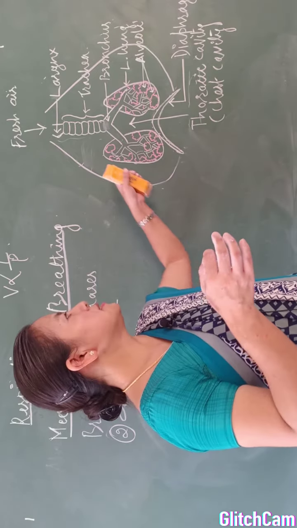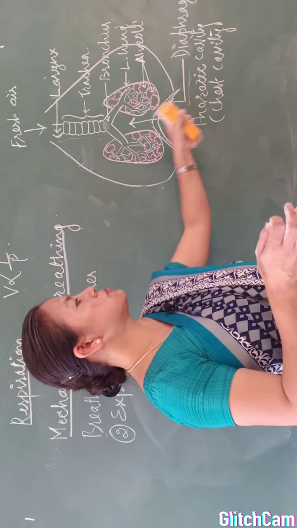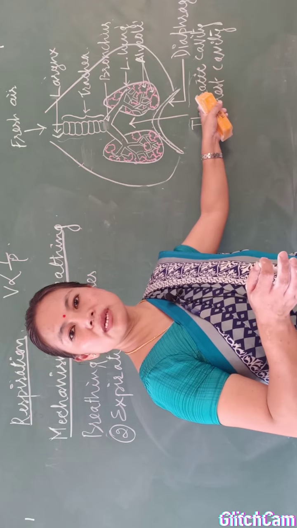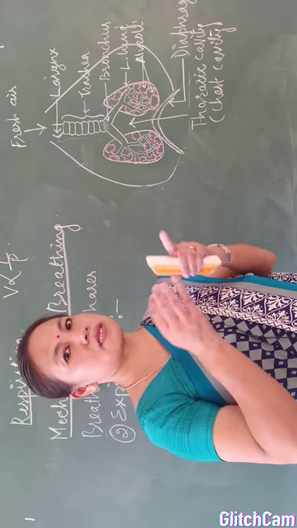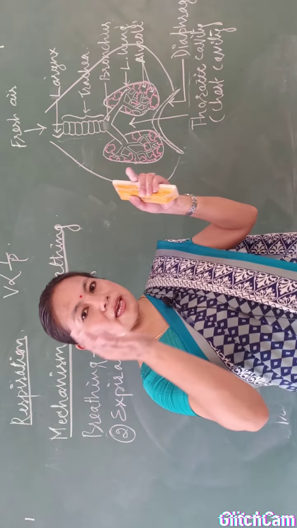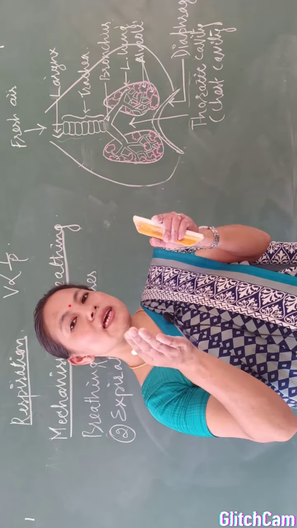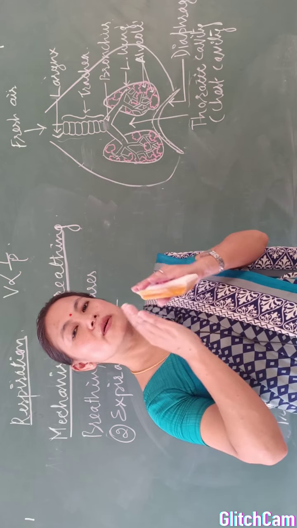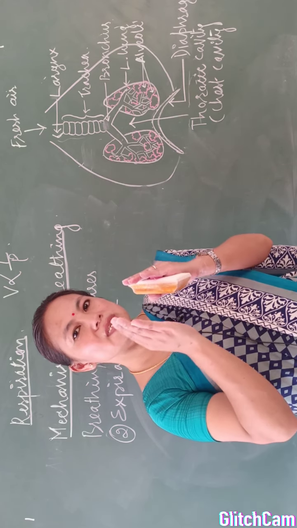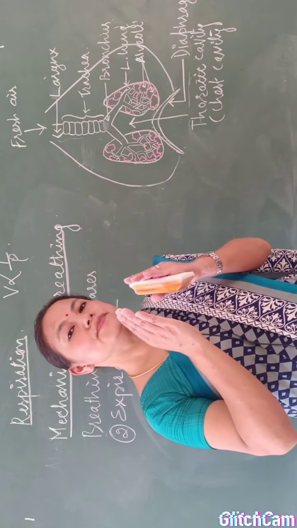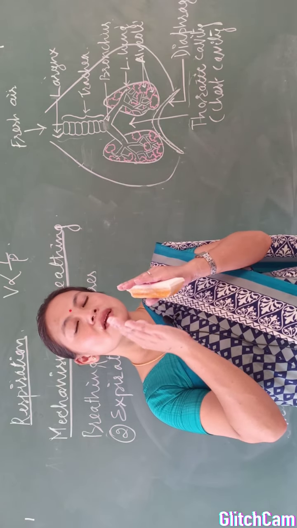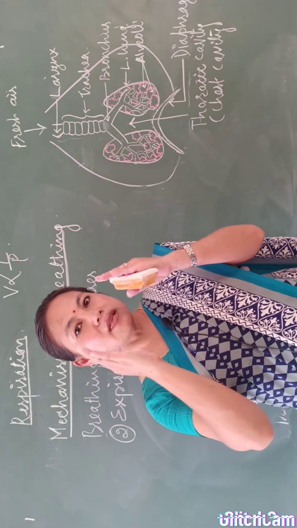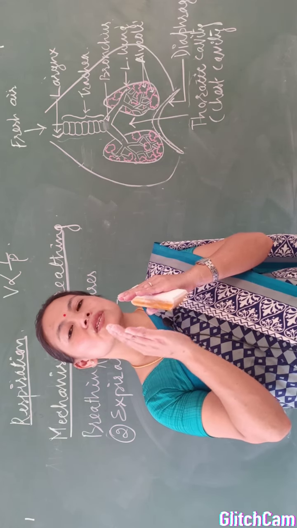Okay. Now, when the ribs are squeezed in, what happens to the thoracic cavity? The volume of the thoracic cavity will decrease. Okay. When the thoracic cavity's volume decreases, what happens to the lungs? The lungs which were previously like this, they will also be squeezed in, isn't it? Now, when the thoracic cavity's volume decreases, the volume of the lungs will also decrease, due to which what happens?